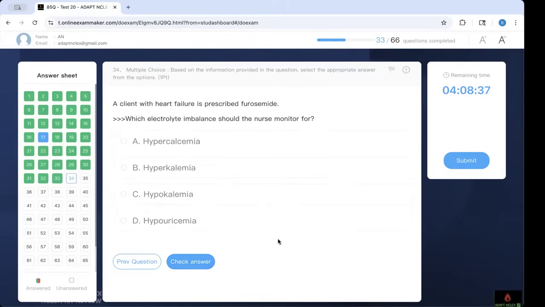A client with heart failure is prescribed furosemide. Which electrolyte imbalance should the nurse monitor for? Furosemide, what do you think? Muscle cramp. Which electrolyte causes muscle cramp? Hypokalemia.